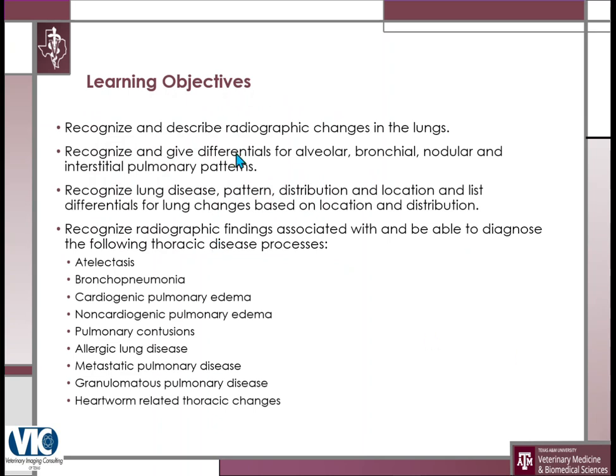Basically, I want you to be able to recognize and describe radiographic changes in the lungs, give the different patterns, recognize alveolar, bronchial, nodular, and interstitial pulmonary patterns. Recognize lung disease patterns, distribution and location, and list differentials for the lung changes based on the location and distribution, and then be able to recognize these specific processes that happen in the lungs.